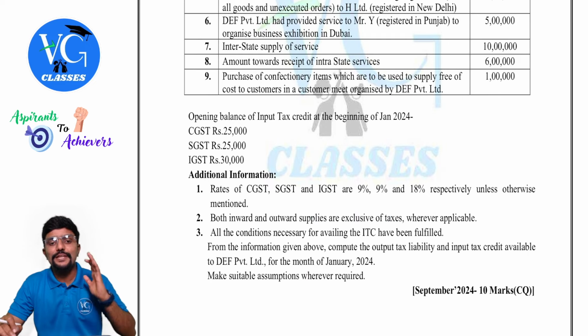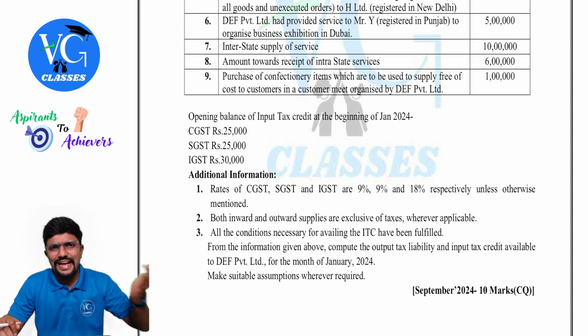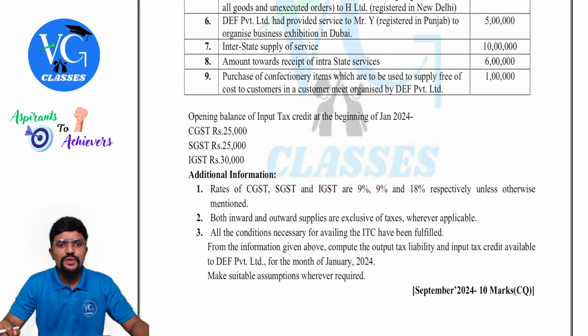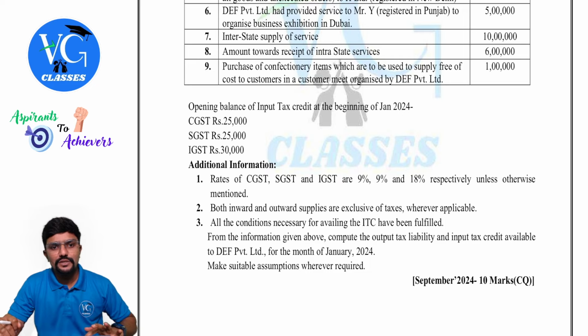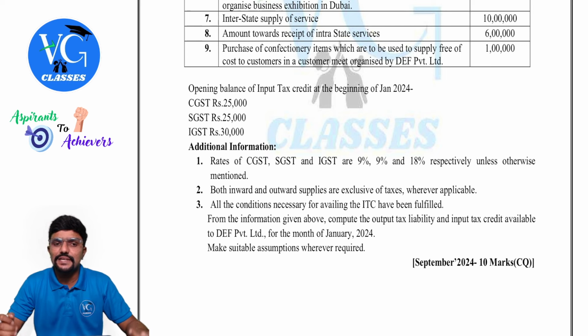Next, opening balance of input tax credit at the beginning of January 2024, which they have carried forward from the last period, guys: CGST and SGST 25,000 each and IGST 30,000. Additional information: rates of CGST, SGST and IGST are 9% and 18% respectively, unless otherwise mentioned. Both inward and outward supplies are exclusive of taxes wherever applicable. Third one, all the conditions necessary for availing the input tax credit have been fulfilled.